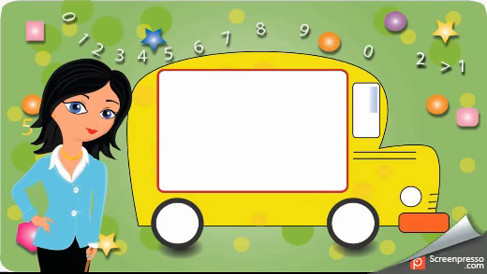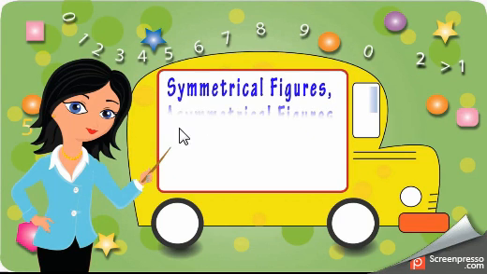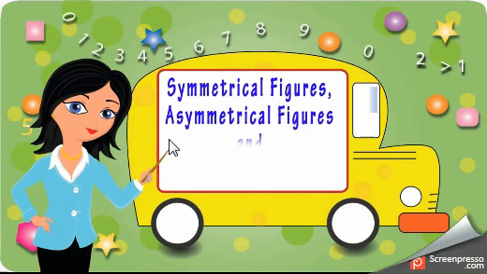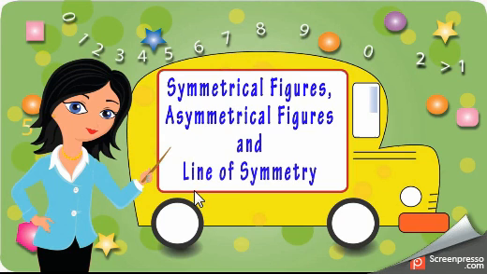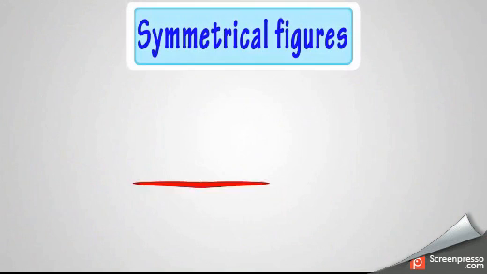Hello, grade 4. Now, our lesson is symmetrical shapes and line of symmetry, or symmetrical figures and asymmetrical figures and the line of symmetry. What's the meaning of asymmetrical figures? It means non-symmetrical figures. Attention with me, let's go.